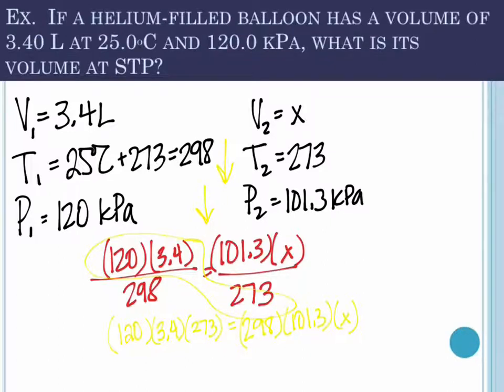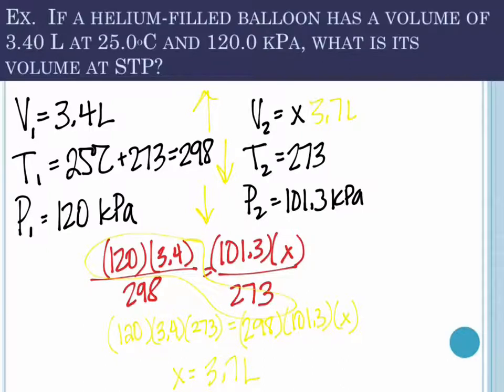What did you guys get? 3.7. And our unit is liters. So what happened to our volume? Our volume went up. So who won the war?